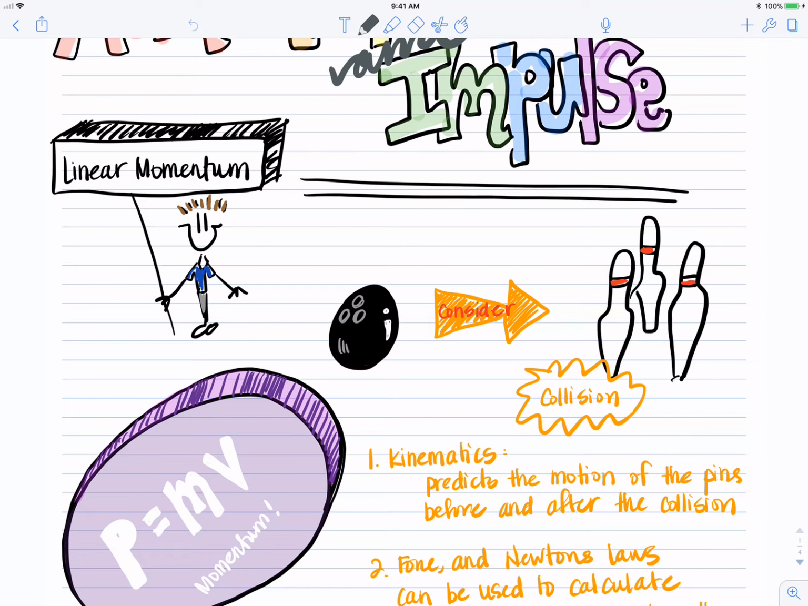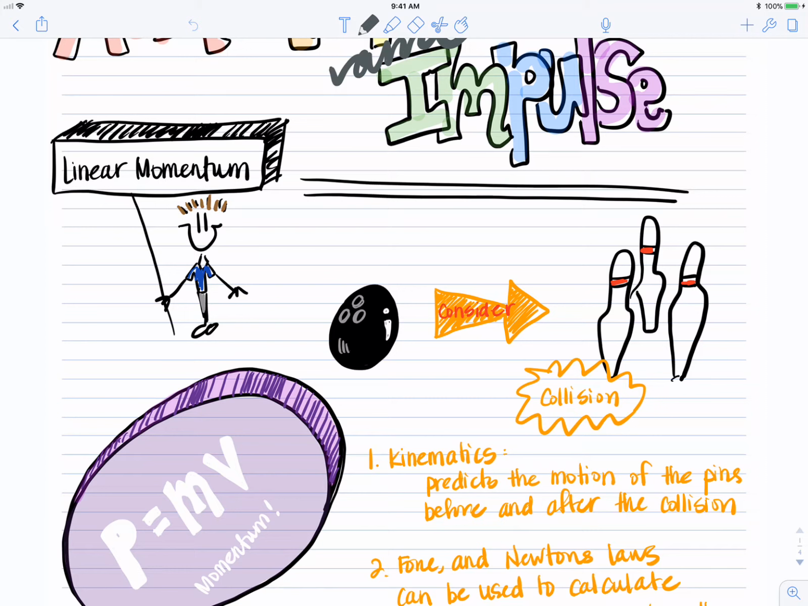We could have calculated any particular variable, whether that's acceleration or delta x, using our equations from one-dimensional kinematics. We could have also gathered further information from using net force equals ma. And now in this chapter, we get introduced to yet another way to describe the motion and the change of motion, and that is by using momentum and impulse.